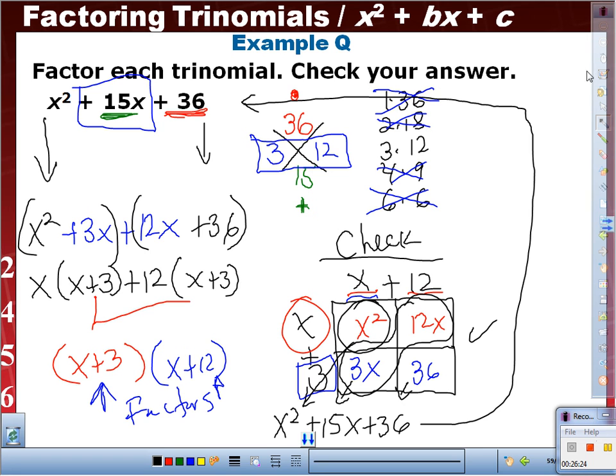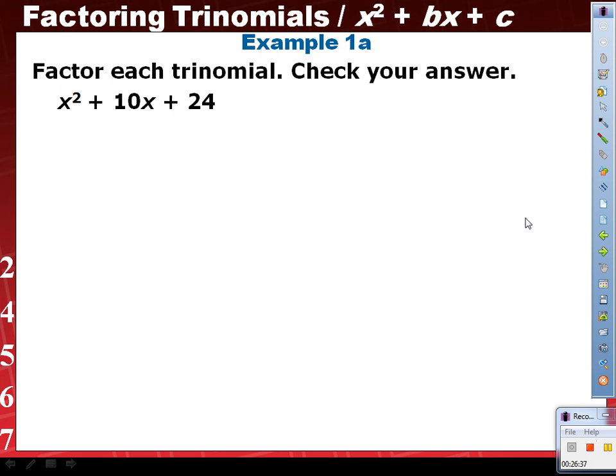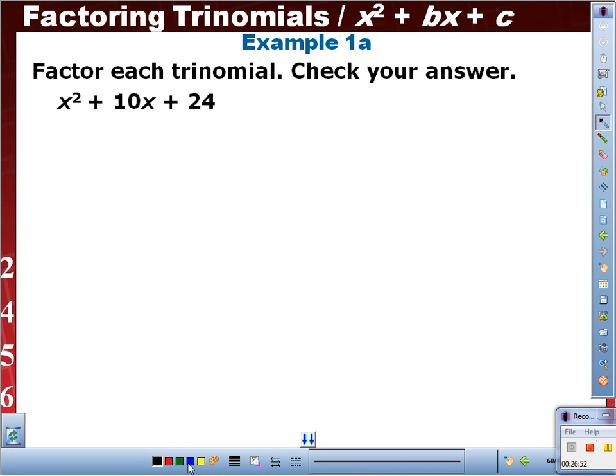Okay? Example 1a. Copy this one. We're going to do this one together. See if we can go a little bit faster. Here we go. Don't copy the instructions. Just write example 1a. X squared plus 10x plus 24. Let's go through our process. Step 1. What do I need to do first? Find GCF. There is none. Okay. Step 2.